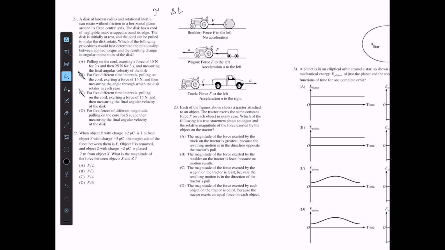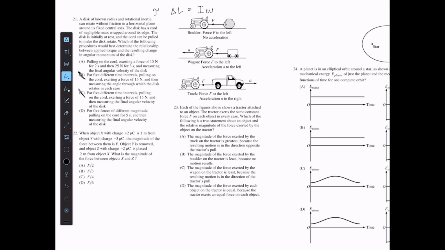So those are eliminated. And then for 5 forces of different magnitude, pulling on a cord for 5 seconds and then measuring the final angular velocity, that is a good way because you're changing the torques and you're applying them for the same amount of time, and then you're seeing how it affects the change in angular velocity, where angular momentum is rotational inertia times angular velocity.